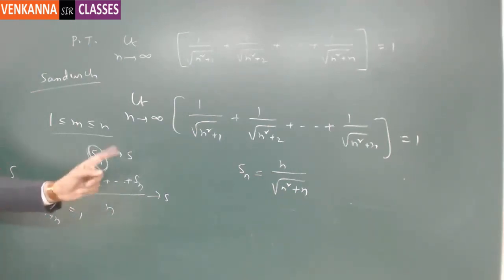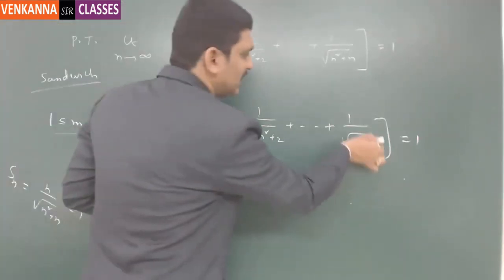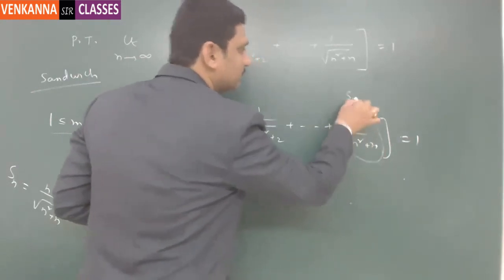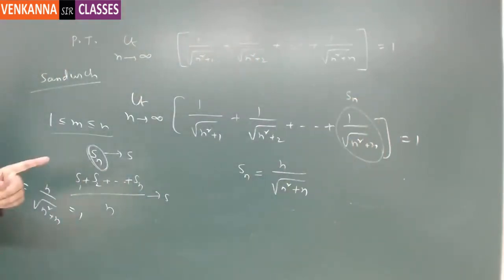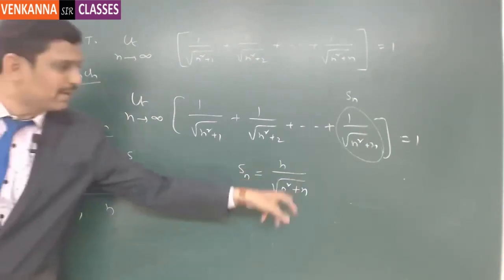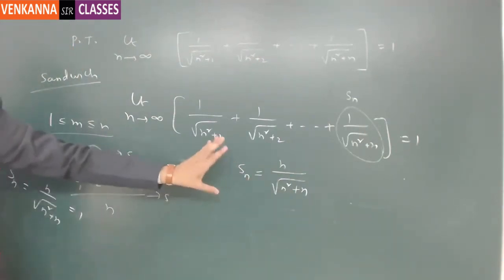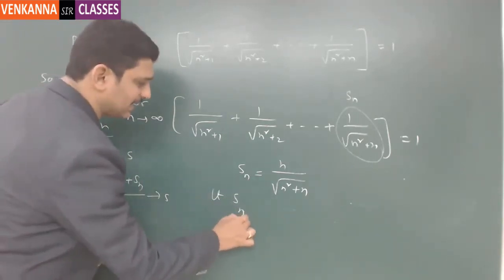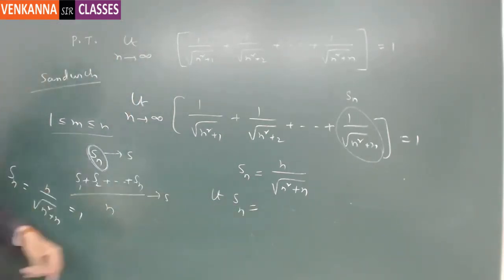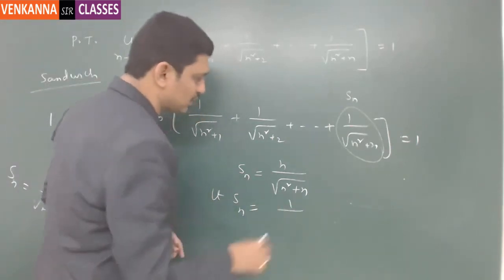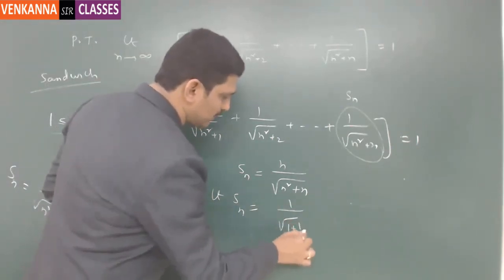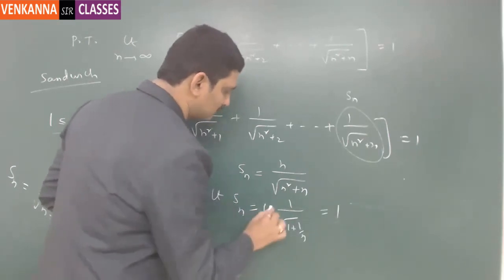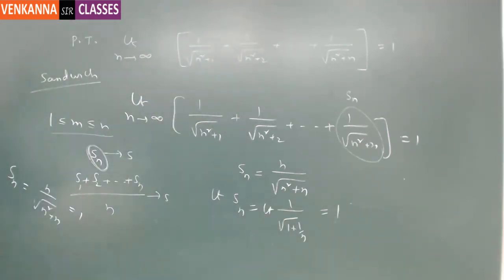Why have I defined the sequence in such a manner? Because from the pattern of the sum, you can simply observe that this is the nth term Sn. I slightly modified that by taking n by square root of n square plus n. So this is my sequence Sn. So what happens if you calculate limit Sn by taking n as common, you will get the value as 1 by square root of 1 plus 1 by n. The limit value is 1. Accepted all?